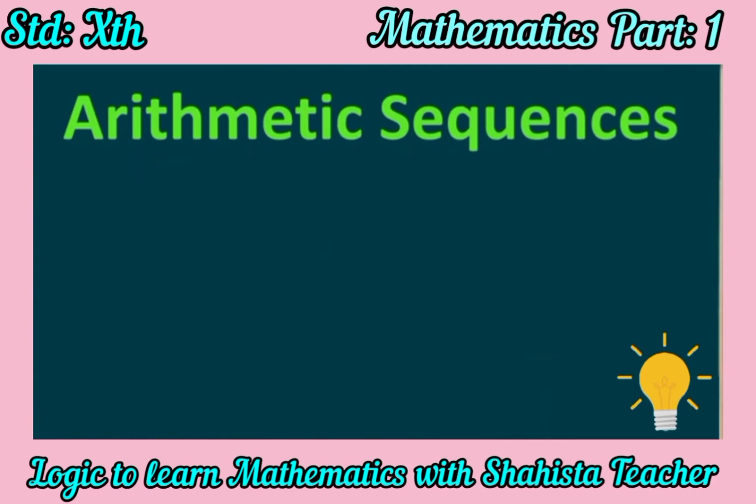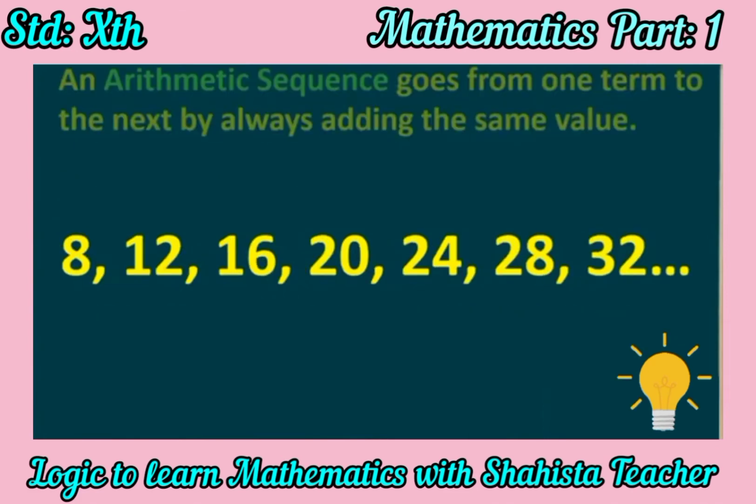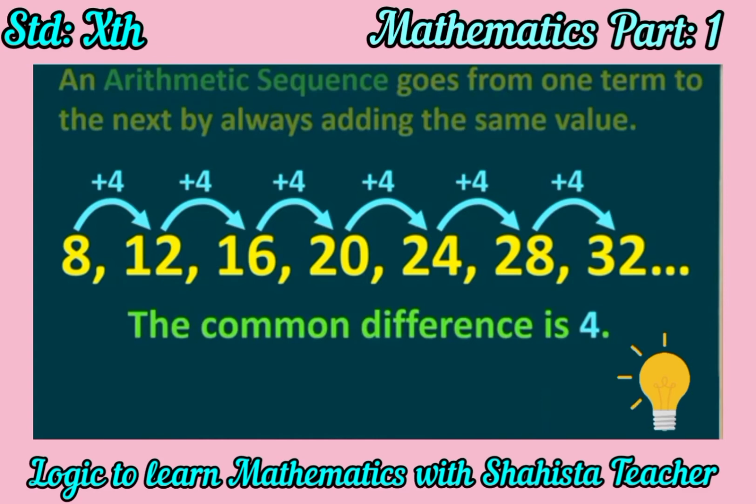So now let us understand arithmetic sequence in detail. An arithmetic sequence goes from one term to the next by always adding the same value. Is that clear? Now here 8, 12, 16, 20, 24, 28, 32, like this. This is the table of 4. 4 to the 8, 4 here 12, 16, 20, 24, 28, 32. So 8 is the first term, and we get a distance of 4. So the common difference is 4.